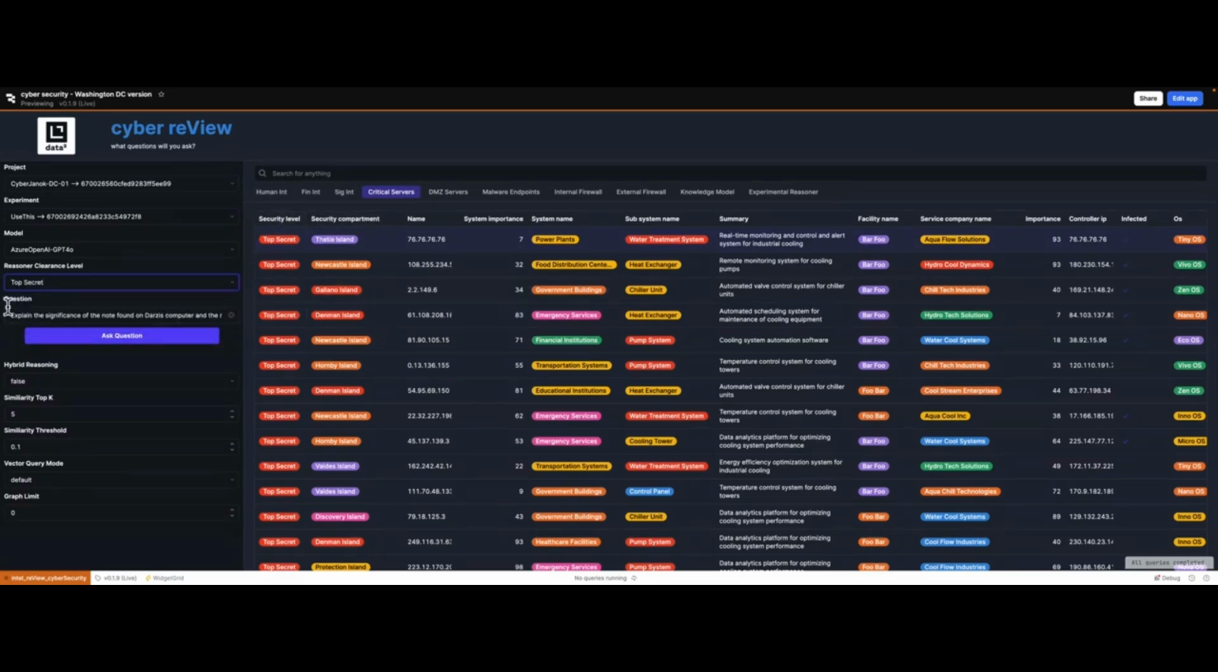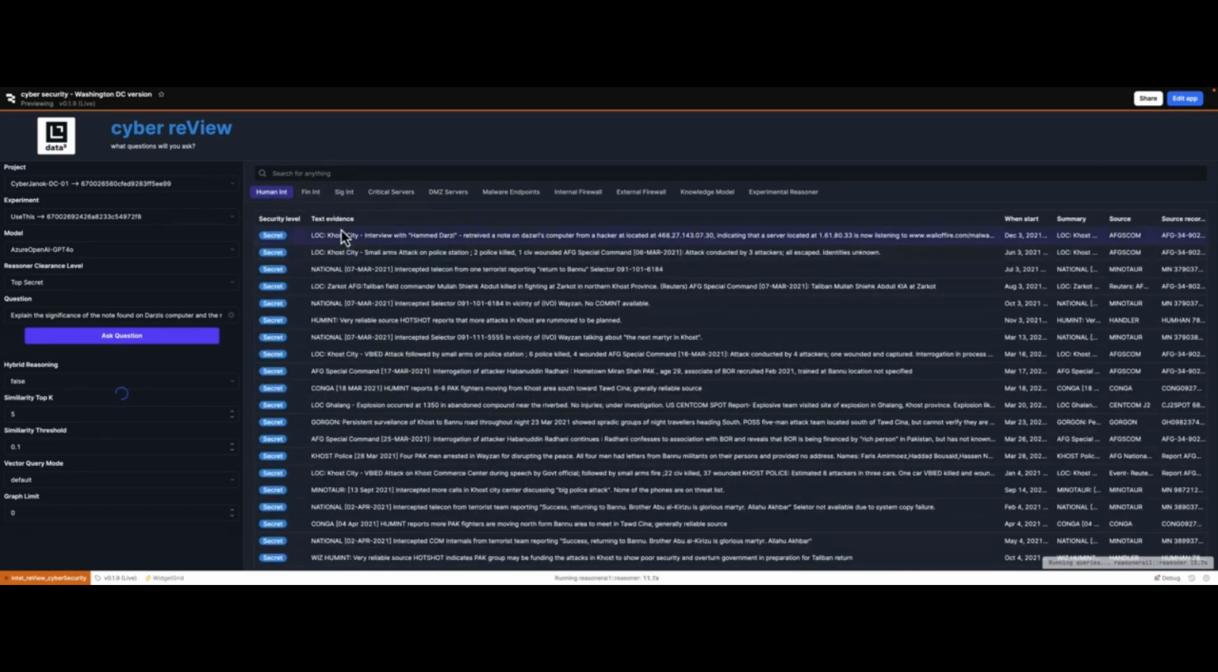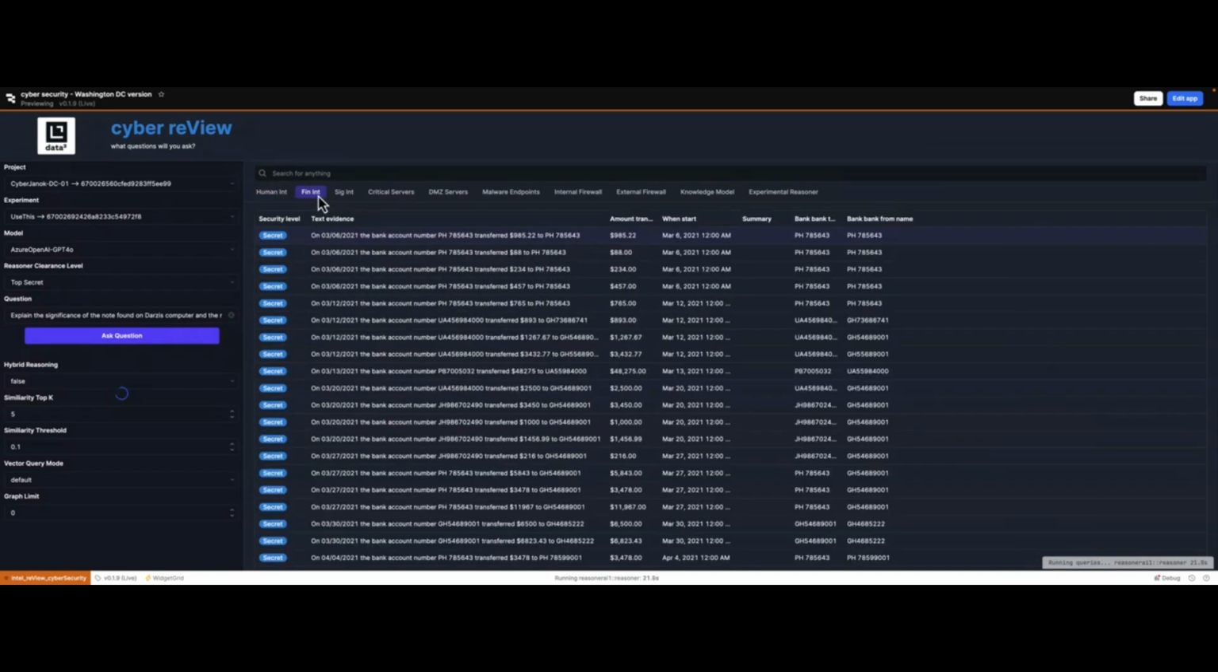So we'll use this question: explain the significance of the note found on Darcy's computer and the risk to the critical infrastructure. So I'll just ask that question. That's going to run in the background. We can continue to work over here on the right side of the screen. So I'll just sort of show you the information we have in the system while it's looking to answer that. So if we go to human intelligence, this is all of that on the ground information. We're going to index this information on our graph against a whole bunch of different things like people, locations, different information that we're trying to understand.